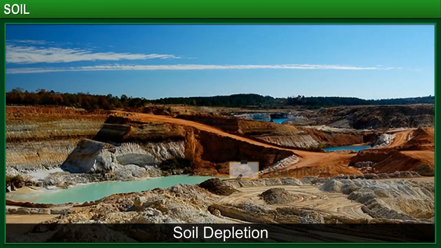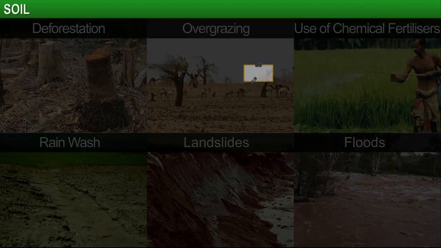Soil depletion takes place when the nutrients in soil are removed and are not replaced. It affects the quality and fertility of the soil.